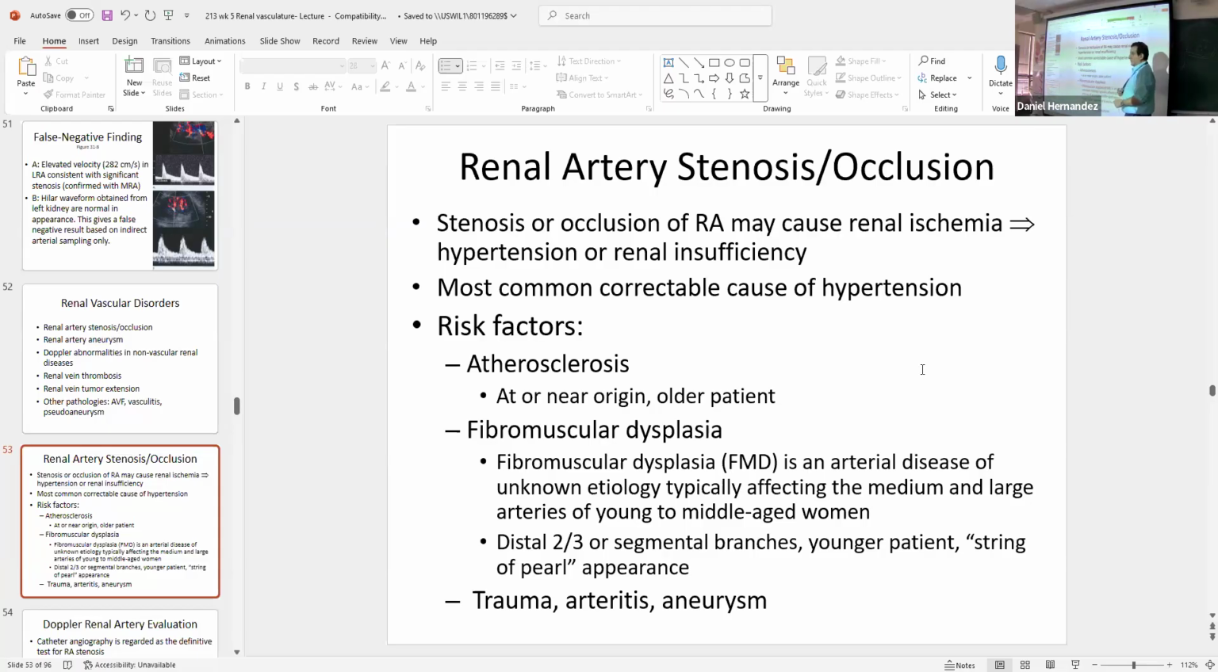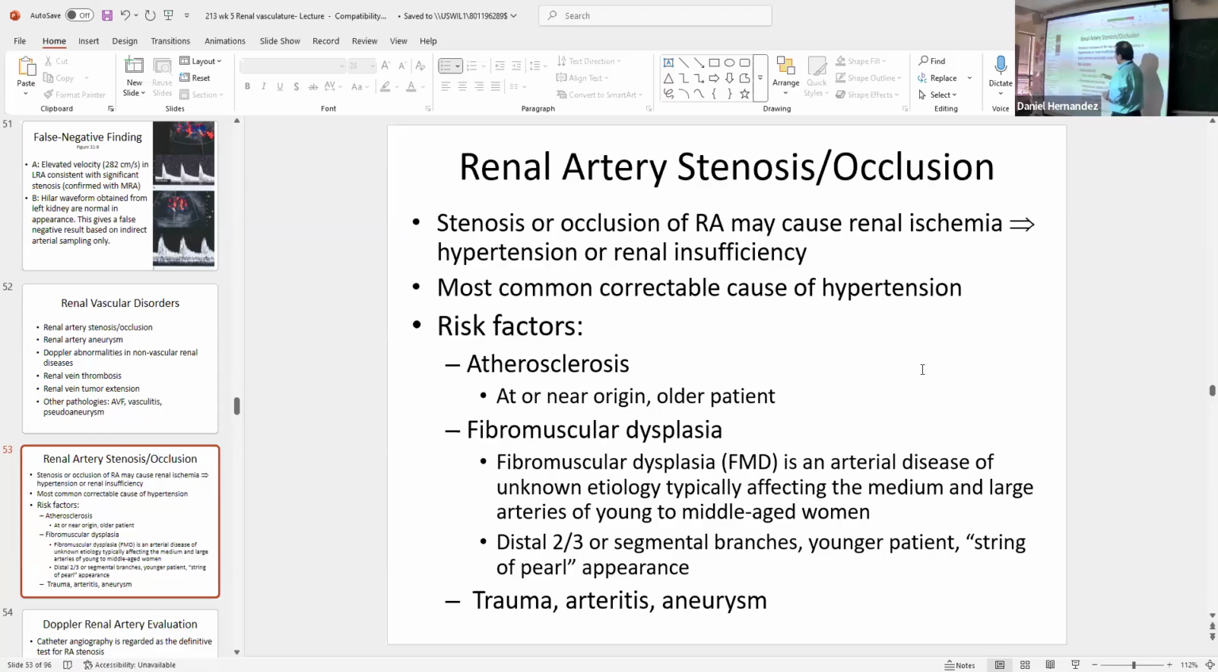Risk factors, most common cause of renal artery stenosis is going to be the development of atherosclerotic plaques in the main renal arteries. And it's typically at the origin or near the origin of the main renal arteries. So again, atherosclerosis is a slow process, takes years to develop. So we would expect to see this in older patient populations.